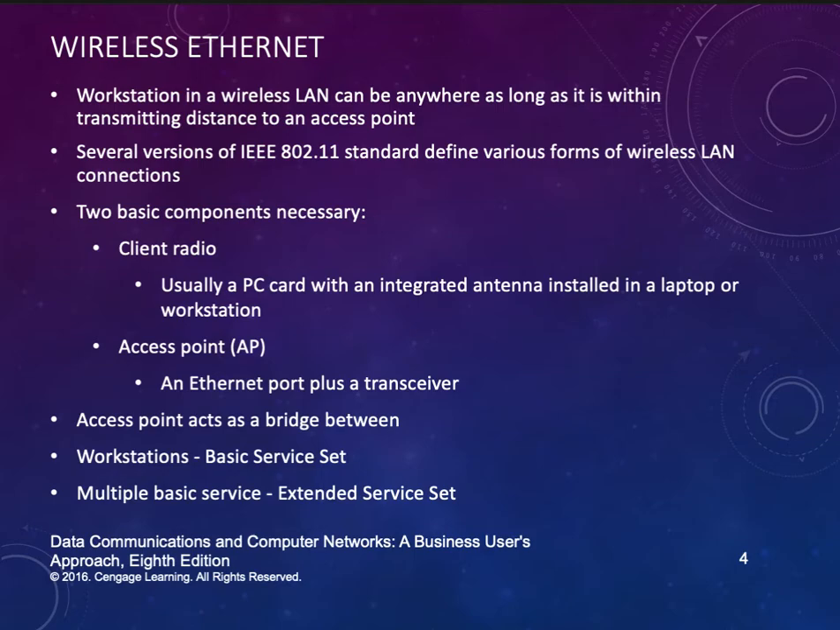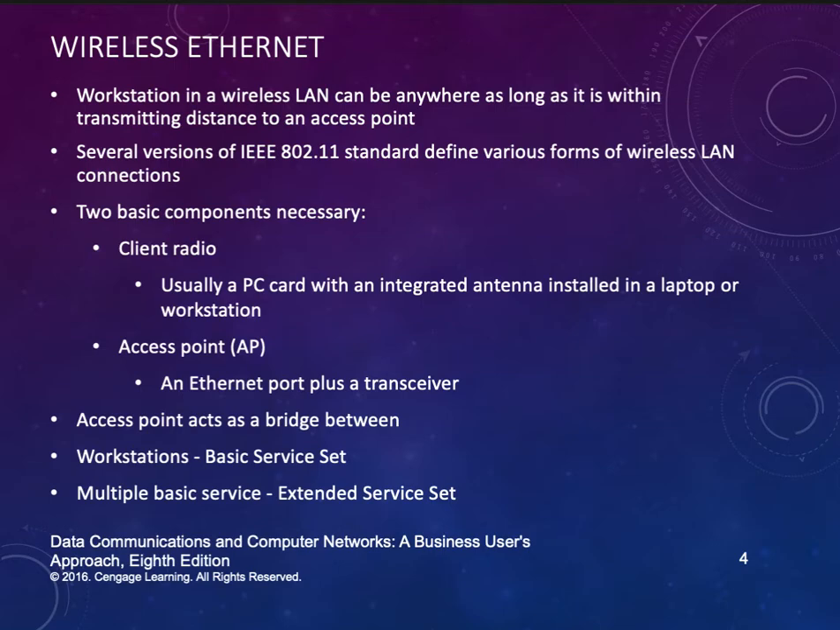As you all know, for wireless Ethernet, we have the IEEE standard 802.11, which is similar to wireless LAN. Two basic components: we have the client radio, which is the integrated antenna inside the terminal, which you have in your laptop or notebook. And we have the access point, which is the transceiver. For workstations, we have the basic service set. For multiple bases, we have the extended set.